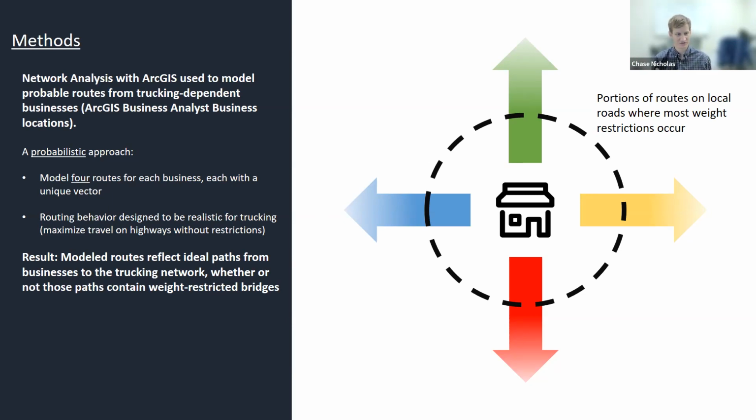These routes were designed to reflect realistic trucking decisions and find the shortest distances to the highway network. And we were able to use those routes to identify the bridges that businesses would ideally take to the freight network, whether or not those paths contained weight-restricted bridges. So it's just a simple model of this methodology on the right. Again, we're modeling travel in many directions, and we're most interested in what happens immediately on the local roads proximate to these businesses, where freight is likely to encounter weight restrictions.